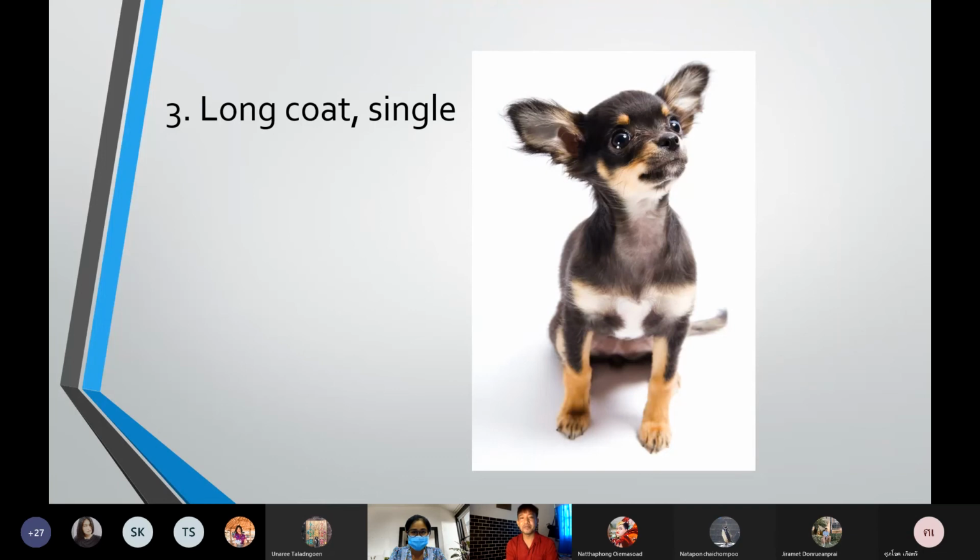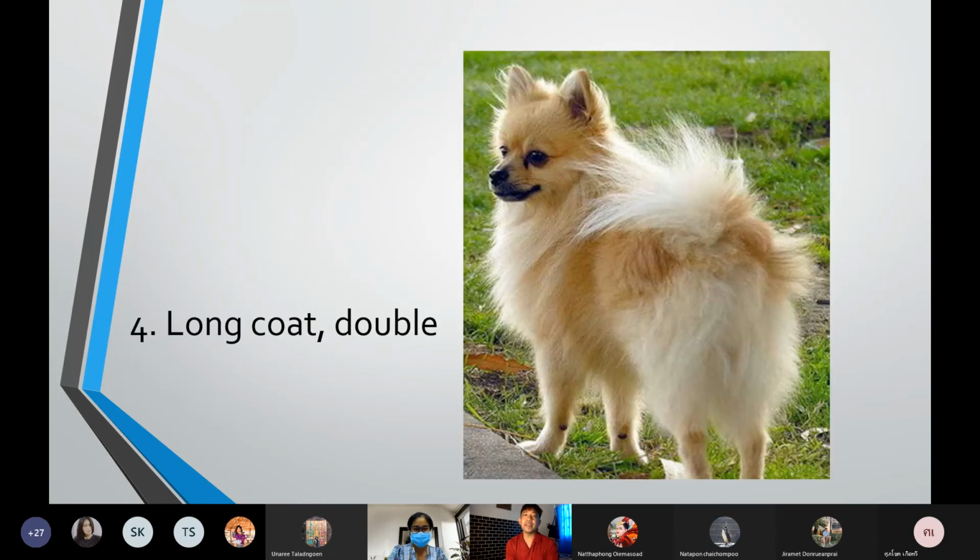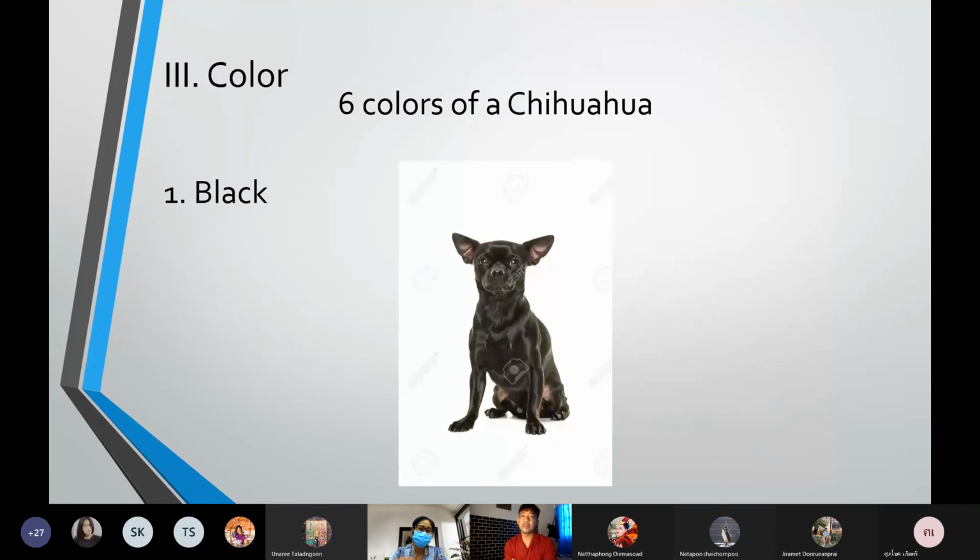And the next one, the last one is the long coat with the double shedding. You can see the long coat or the fur of the dog is really long and it takes double shedding for them, okay? Now let's move on to the next point. The color of Chihuahua. There are 6 colors of Chihuahua.